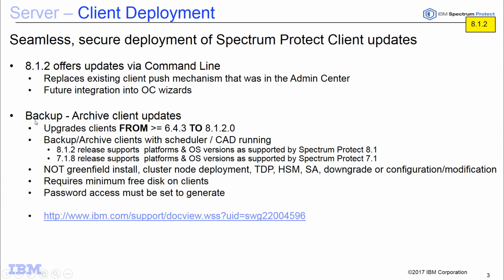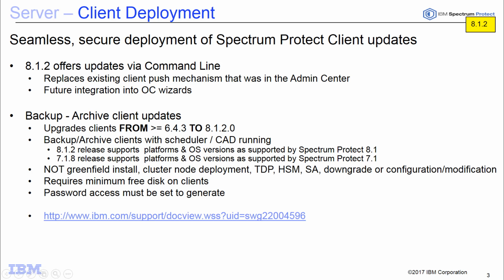With the backup archive client updates, you can update clients that are greater than or equal to version 6.4.3 up to the most recent version, which is 8.1.2. Now, the backup archive clients do have to have a client acceptor daemon scheduler running. The 8.1.2 version of Spectrum Protect supports the platforms and operating system versions that are supported by Spectrum Protect version 8.1. If you are running the 7.1.8 release, that will support the operating systems versions in version 7.1.